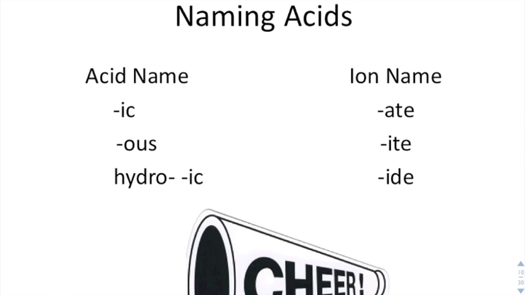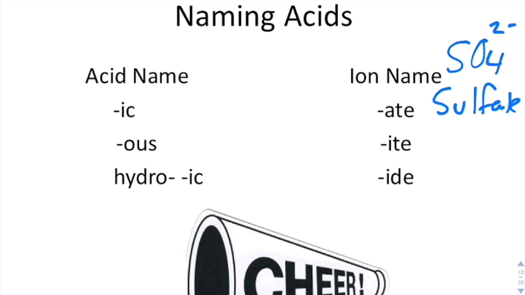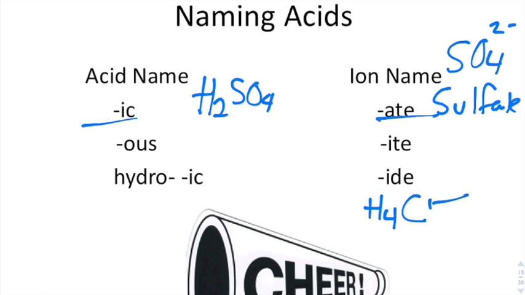You do need to know how to name acids, and it's all named based on the ion. So for example, sulfate is SO4 2 minus, so to name the acid with SO4, you use the fact that it's sulfate and it becomes sulfuric acid. Ate goes to ic, ite goes to ous, hydro goes to ide. So as an example, if you had H4C, this right here is the ion carbide. So this would be called hydrocarbonic acid.